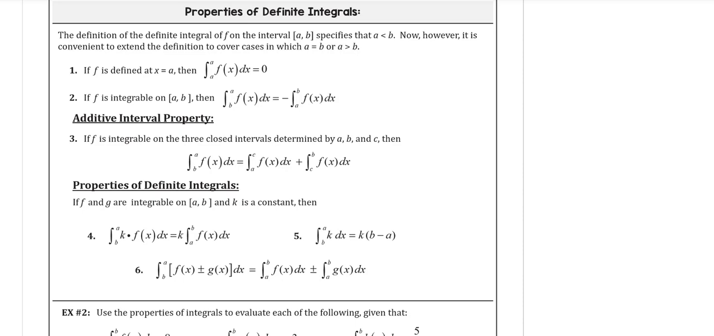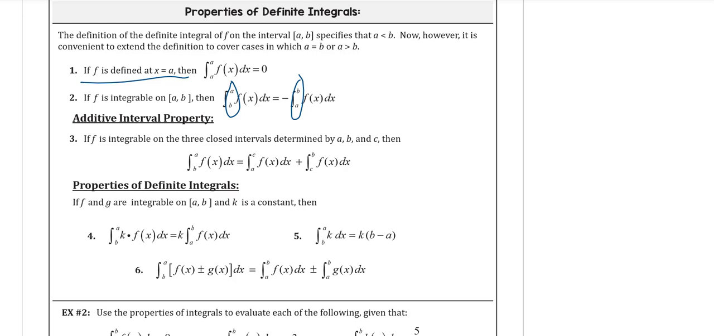We've used the first one several times. We're assuming that f is defined at a, then the integral from a to a is going to be 0, because that's, as I said, one-dimensional, and it's just a point. We have no area under a point. The second one is if f is integrable on a to b, then here's another property we've used. If we change the order of integration, it's going to equal negative the assumed order from a to b. So those are opposite of each other.